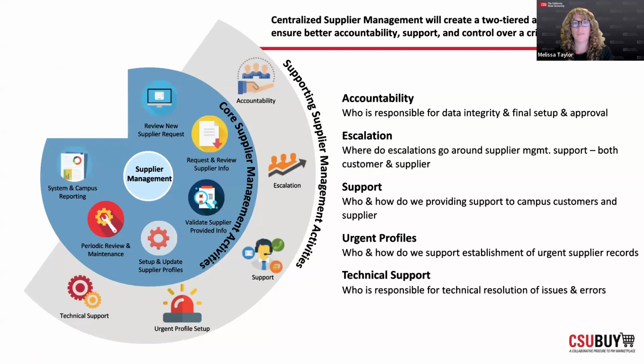Hi, everyone. Melissa here. One of the first things we want to make sure that everyone's aware of, in case it was missed, is that this CSUBUY structure includes a centralized supplier management list. So every supplier that's related to CSUBUY will be managed specifically by the central team at the Chancellor's office. Now, of course, there'll be some coordination with the campus, but ultimately, this structure was created to get some consistency around who's responsible for the data, making sure we have a consolidated and concise setup and approval process.